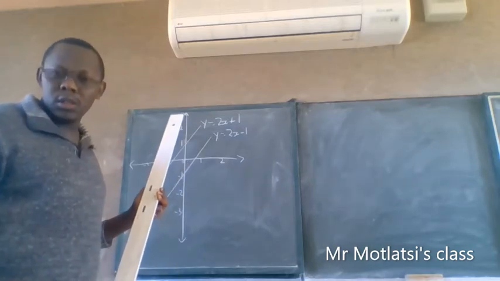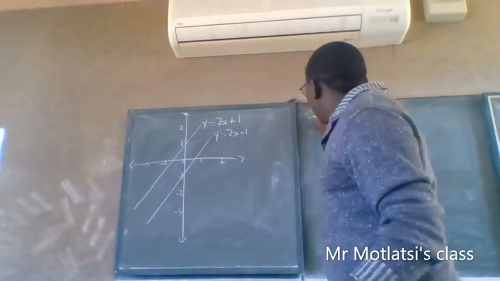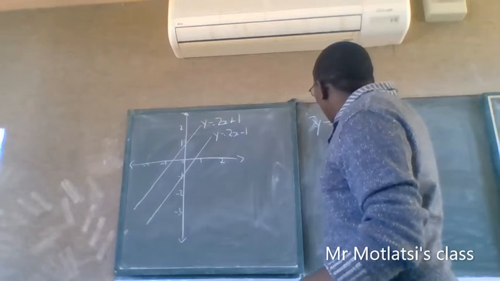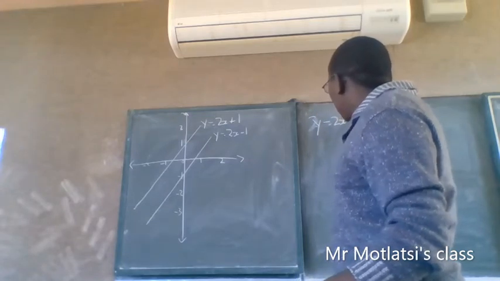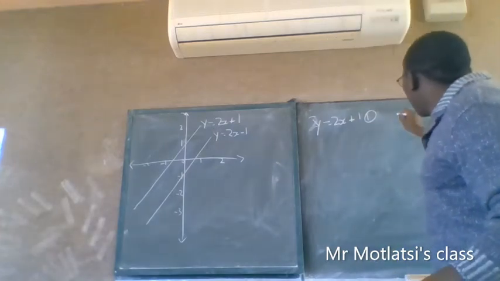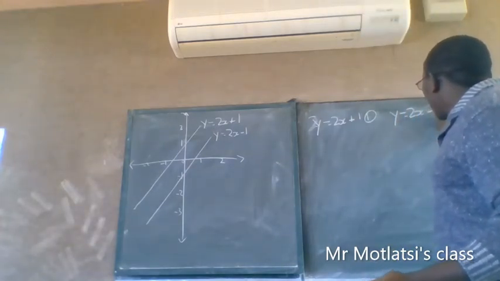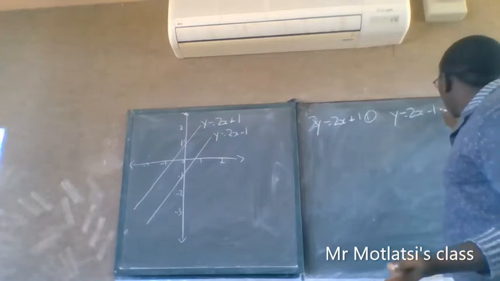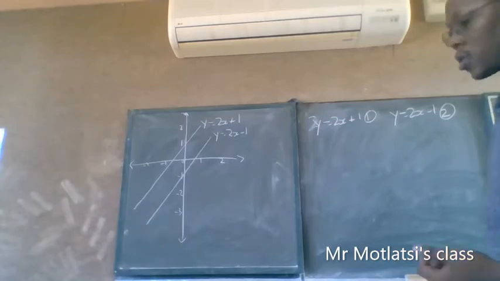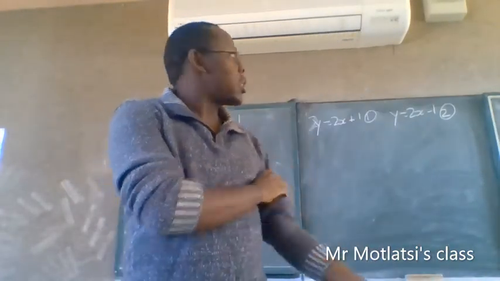Can we prove it? Okay, let's see. Well, y equals 2x plus 1. This is our first equation. And then y equals 2x minus 1. This is our second equation. So let's try to solve it the same way we solved the first one, by substitution.